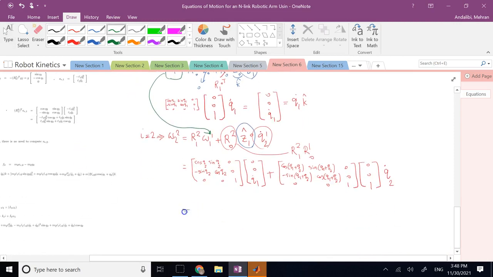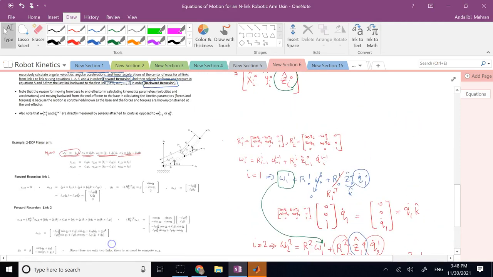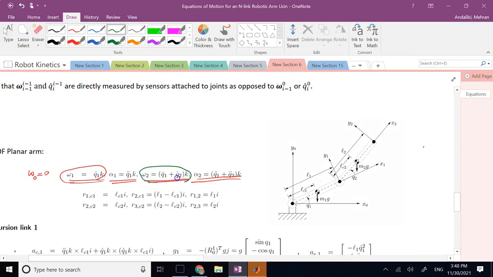So now if I perform this, what's going to happen? This first one is again 0, 0, q1 dot. And then plus, if I multiply this whole thing, it is simply going to be 0, 0, q2 dot. So I can write it as q1 dot plus q2 dot times k. And again, that's exactly what you can see over here. Clearly, if I write it properly, I can get it. And you might say, well, in this case, it's kind of obvious that omega 1 is q1 dot k and omega 2 is q1 dot plus q2 dot k.